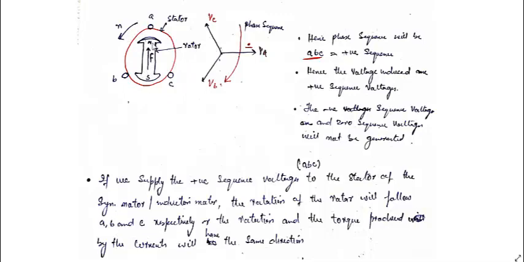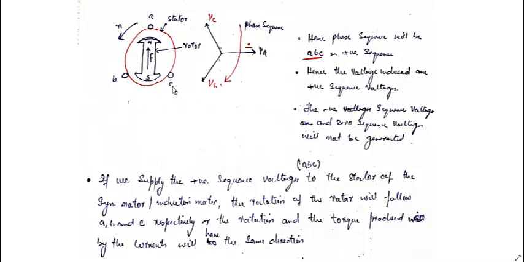You can see at this position the maximum voltage will be induced in phase A, and after it rotates by an angle of 120 degree, maximum voltage will be induced in phase B. Similarly, when it rotates further by an angle of 120 degree, phase C will have the maximum induced voltage. We can see that first it will be A, and then B, and then it will be C. So that's what the phase sequence means.